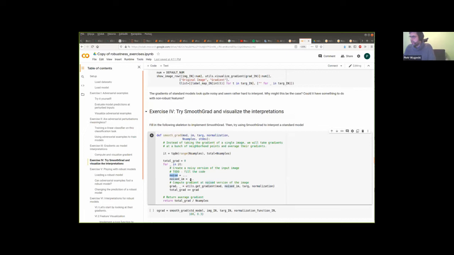So again, what is the idea? We will use the same gradient explanation, but for a given picture we modify it randomly many times, then we take the average of these gradients and display it, and we will see if it helps. So this is the next exercise. Try to implement this smooth gradient function, and we will explain it in another 10 minutes.